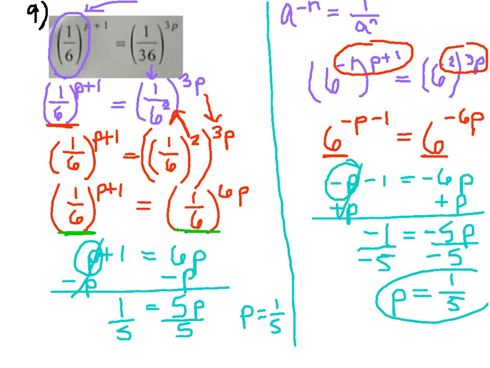So that's another way to find the solution for this problem. So you could use either way. You should still get p equals 1/5.